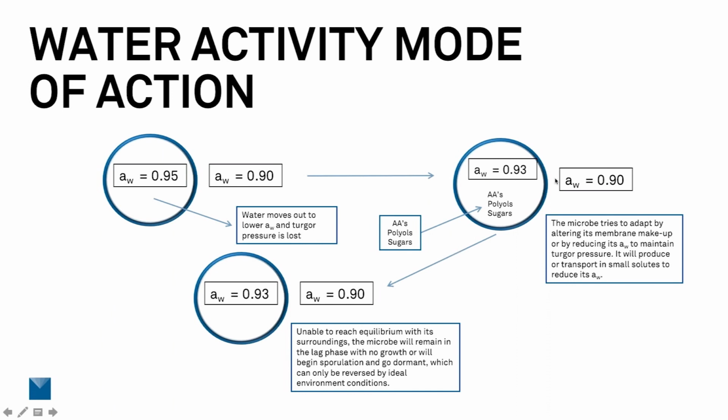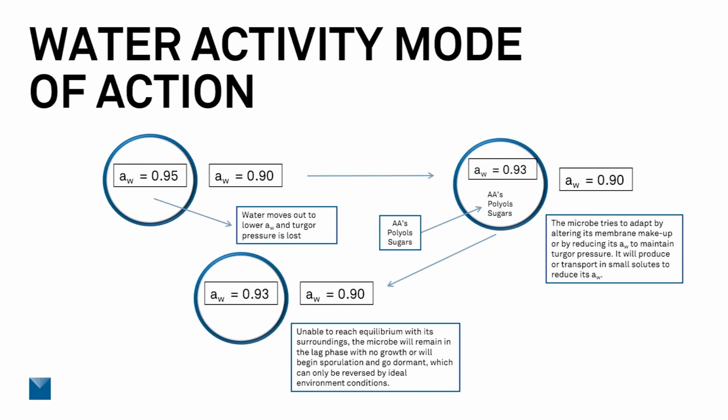If it can match what's in the environment, then it will start to grow. It will have enough water, enough energy to be able to start growing and reproduce. But what if it can't? As in this example here, it lowered itself to 0.93, but it's still not matching what's outside at 0.90. So what happens? Well, there is not enough energy for the cell to start growing and reproduce anymore. So it's going to go dormant.